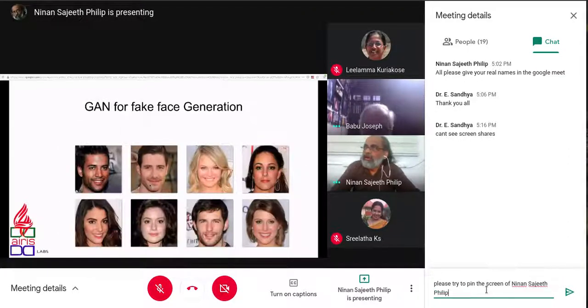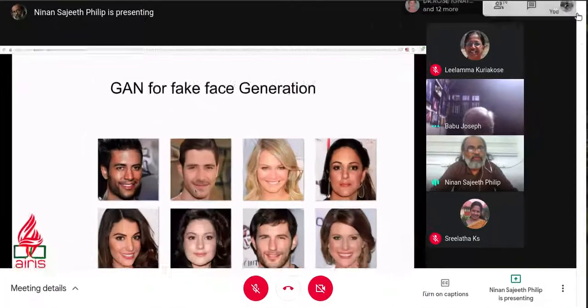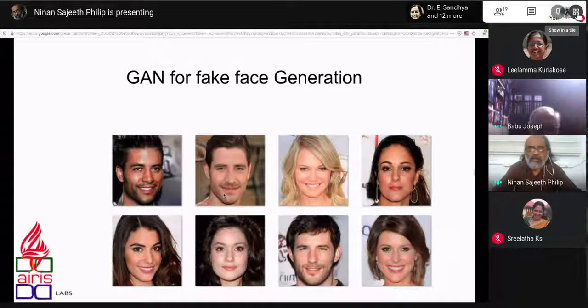So let us come back to the faces. We can use GAN for generating faces, and in fact, all these faces were generated using the GAN.